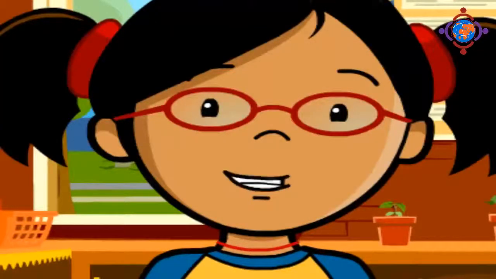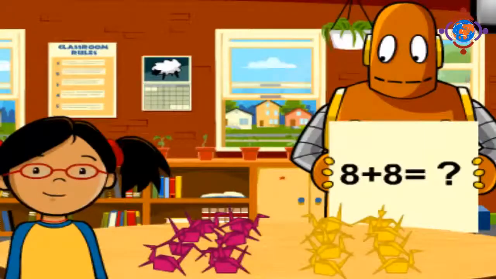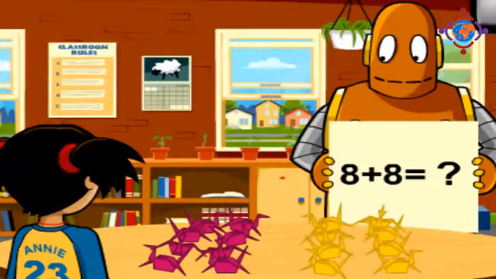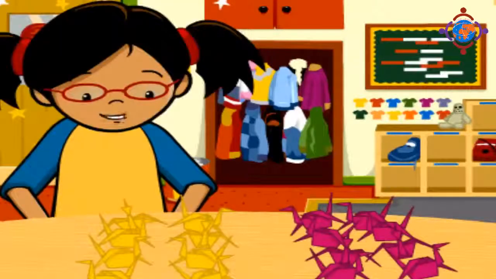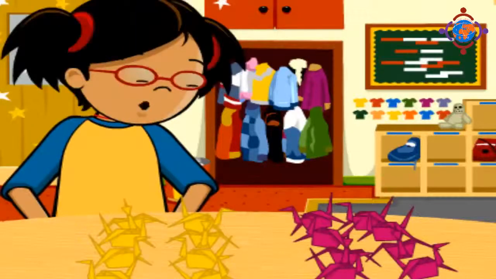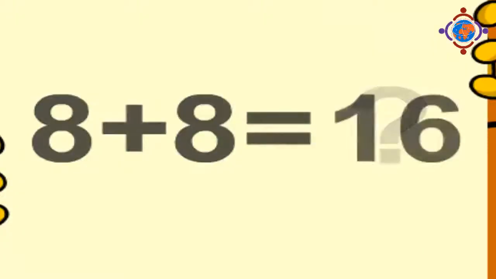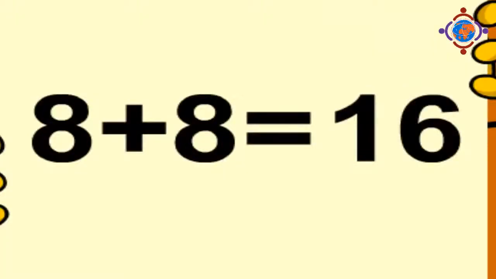How can you use doubles to add? I guess knowing your doubles can make adding faster. If I have 8 yellow cranes and 8 magenta cranes, I know there's 16 cranes in all. Because I know 8 plus 8 is equal to 16. It's a double.